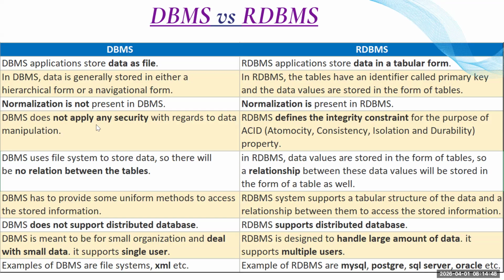And DBMS does not apply any security with regard to the data manipulation. But RDBMS defines the integrity constraints for the purpose of ACID properties: atomicity, consistency, isolation, and durability. Okay. So data integrity is also very, very important. Data protection is also very, very important, and it also supports ACID properties. This is very, very important. I will talk more in depth in the upcoming classes.